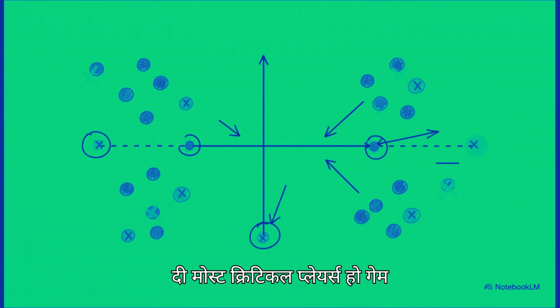And that leads us to maybe the most important concept of all, the support vectors. These are the most critical players in the whole game. They are the actual data points that are sitting right on the edge of the margin. They're the toughest points to classify. You know why they're called support vectors?